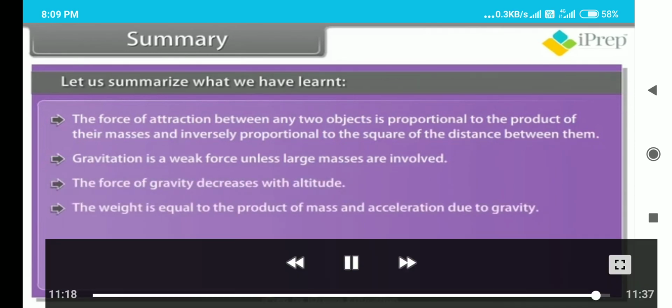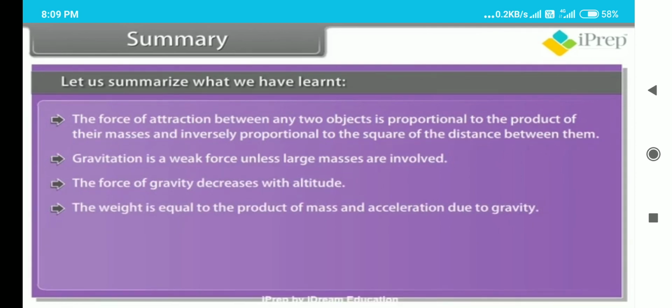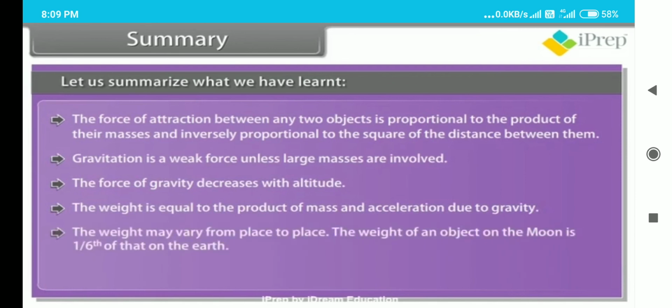The weight is equal to the product of mass and acceleration due to gravity. The weight may vary from place to place. The weight of an object on the Moon is 1/6 of that on the Earth. When objects are immersed in fluid, they exert a force of buoyancy.